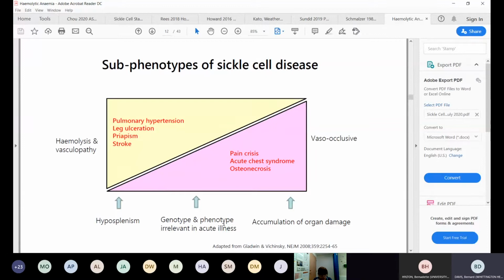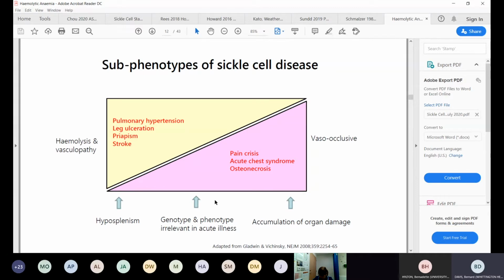Down on the bottom here, I've put the fact that these patients are hyposplenic and so are susceptible to infection, and that as they grow older, they accumulate organ damage, and therefore you'd find that many of them will have, for example, poor renal reserve and easily run into acute kidney injury and so on. Now, whether they have the vaso-occlusive phenotype or the hemolysis phenotype, when they're very ill or acutely ill, that is irrelevant. They behave more or less the same.